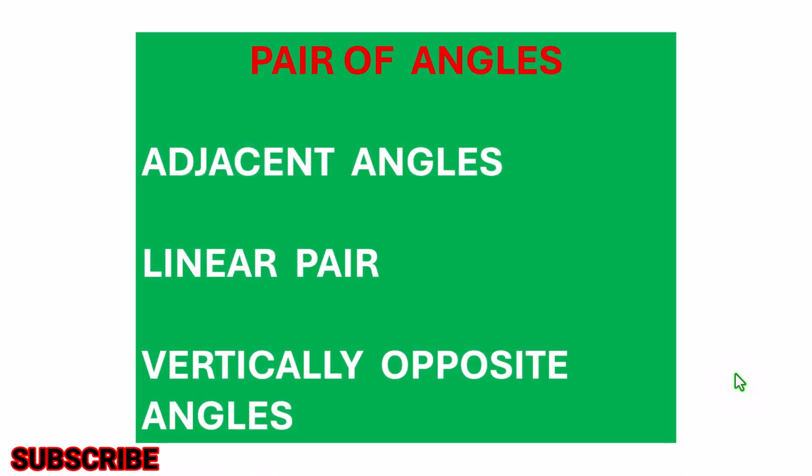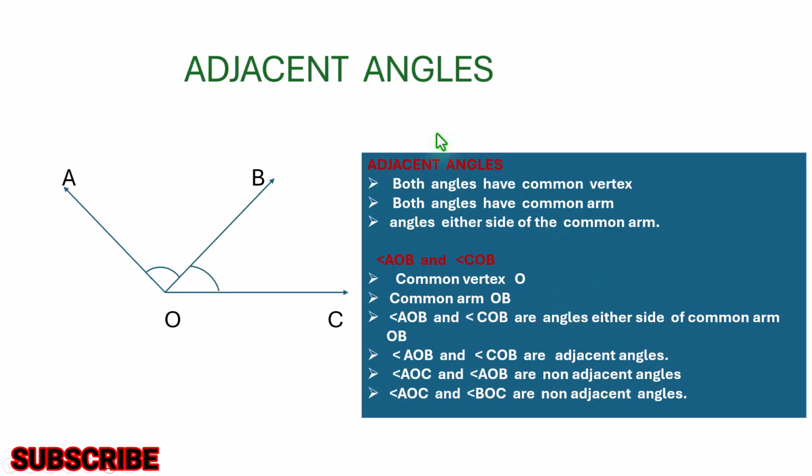In this video, I am going to discuss pairs of angles. Three types of pairs of angles are explained in this video: adjacent angles, linear pair, and vertically opposite angles. Let's get started. First of all, adjacent angles.